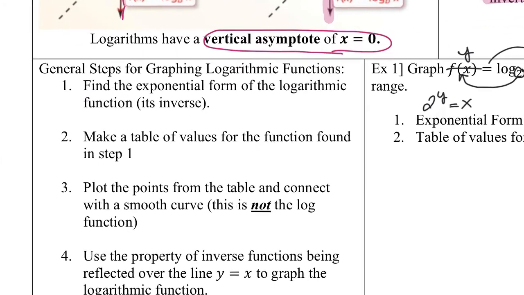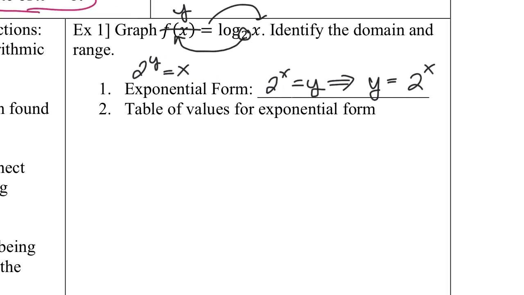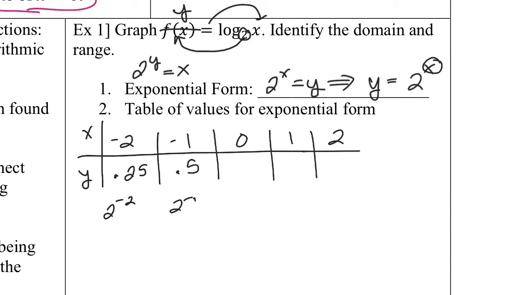Now, step 2 is make a table of values for the function found in step 1. So we're going to make a table for this exponential function. So I'm going to start with like -2, -1, 0, 1, and 2. That should be enough to get us an idea of what's happening. So if I substitute -2 in for x here, we're going to get a value. So 2 to the -2 power is 0.25. 2 to the -1st power is 0.5. 2 to the 0 is a 1. 2 to the 1st is 2. And 2 squared is 4.